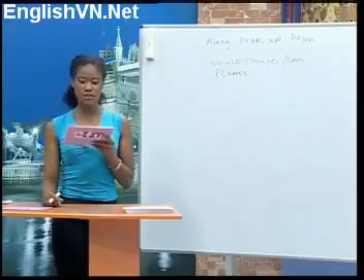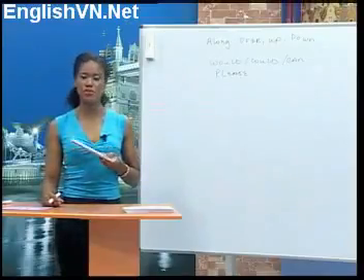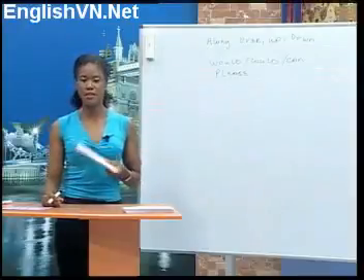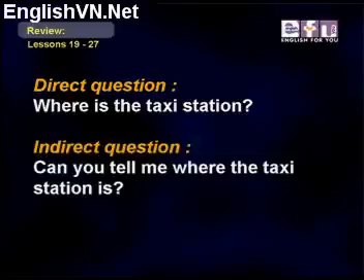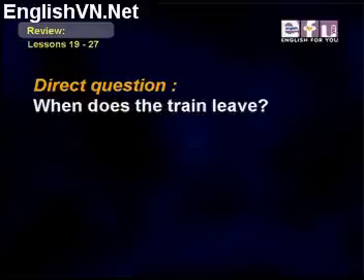These words can also be used to begin indirect questions. Take a look at these examples. Okay, a direct question. Where is the taxi station? Same question, but indirectly. Can you tell me where the taxi station is? Direct question.